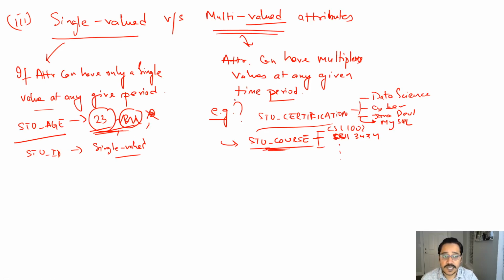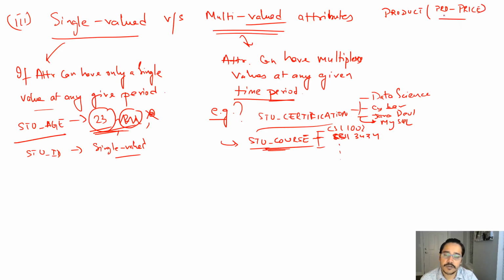Remember, this time period information is important. Otherwise, what can happen is, let's say if I tell you that there is an attribute called product. Okay. So then the product will have, or an entity called product, and then an attribute called product price.